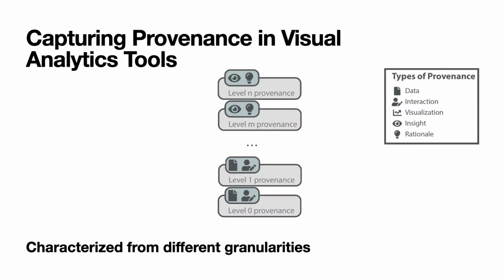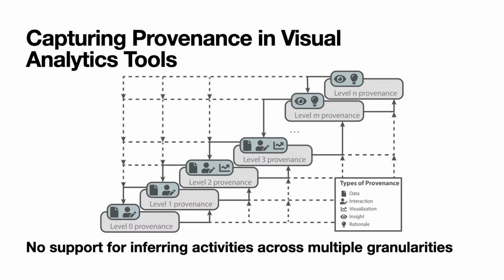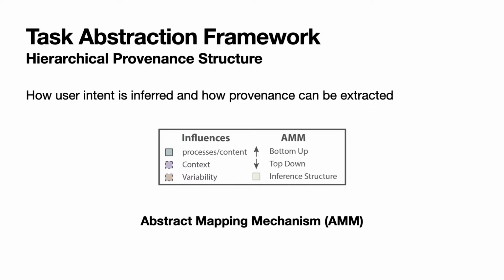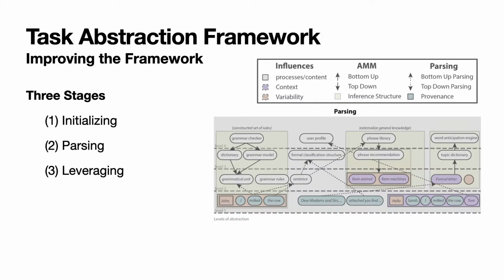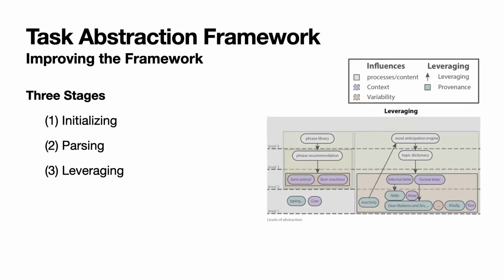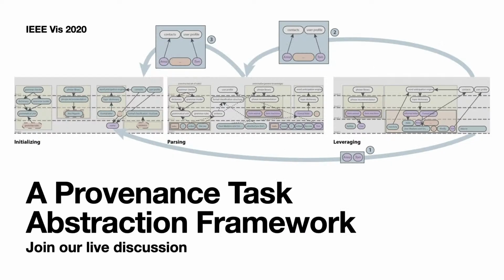In visual analytics tools, provenance is used to capture activities on different levels of granularity. However, current approaches do not support inferring tasks spanning across these levels. We propose a framework for inferring user tasks from provenance involving three stages: initializing, parsing, and leveraging. We will present a use case to show the roles of context, variability, and iterative refinement. Join us in further discussing our agenda and the challenges of implementing such a framework.